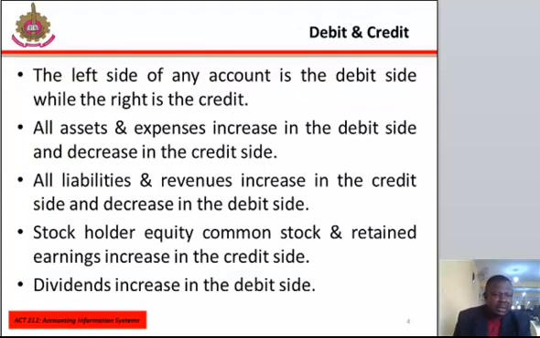In an accounting statement, the left side of any account is the debit side, while the right side is the credit side. All assets and expenses increase on the debit side and decrease on the credit side. All liabilities and revenue increase on the credit side and decrease on the debit side. Stockholders' equity, common stock, and retained earnings increase on the credit side. Dividends increase on the debit side.